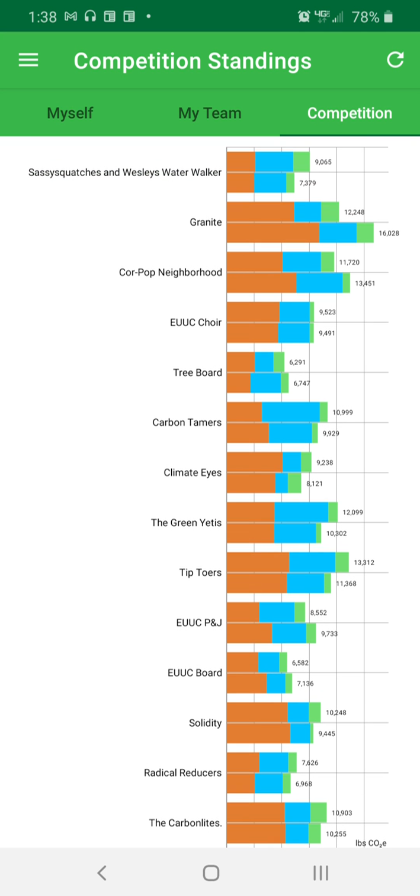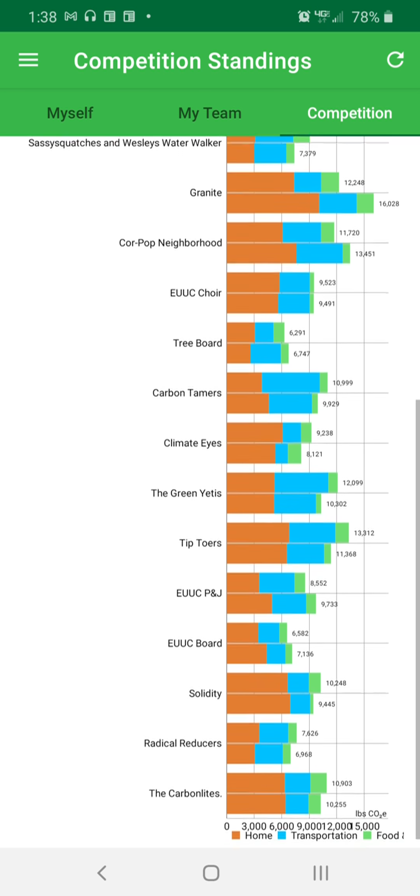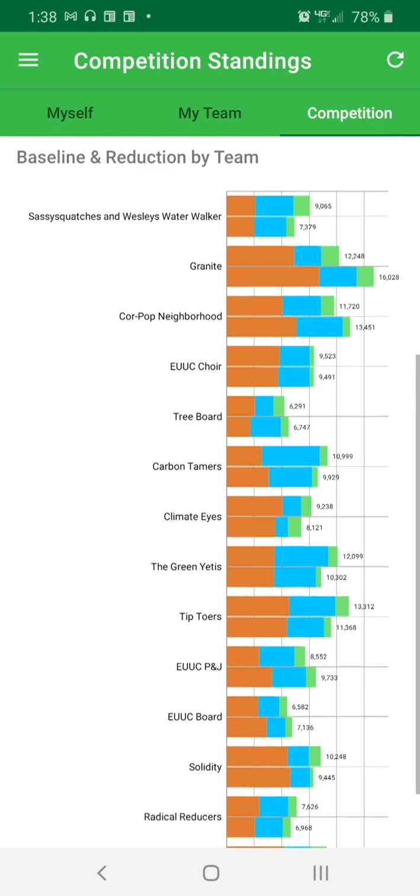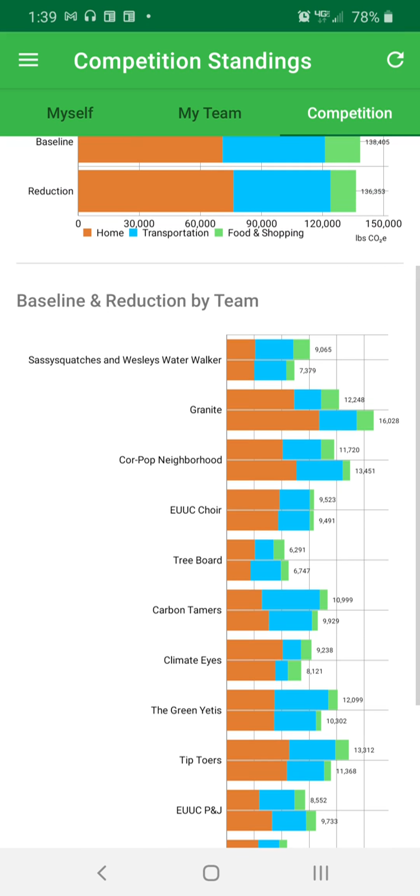Some of the teams started with a higher carbon footprint in the baseline. Even some teams had an increase in their carbon footprint during the reduction phase, the second team called Granite. So, overall, there's quite a variation, but overall, teams were somewhat successful in reducing their carbon footprint. But you can see, if you're on one team, how you are doing relative to the performance of the other teams. So this is quite useful to keep an eye on during the course of a competition.